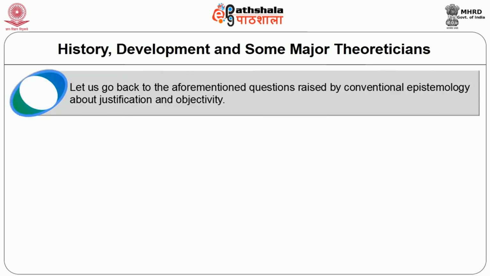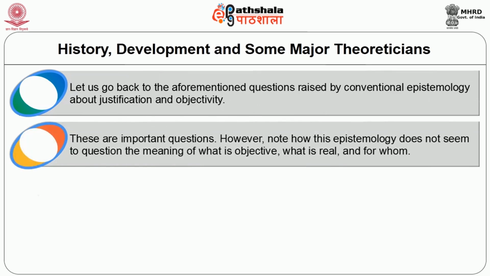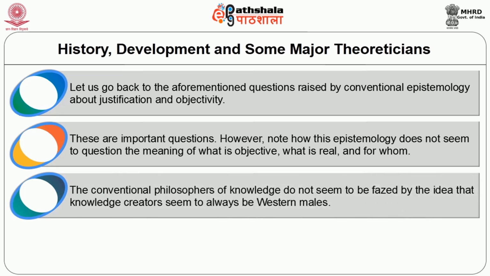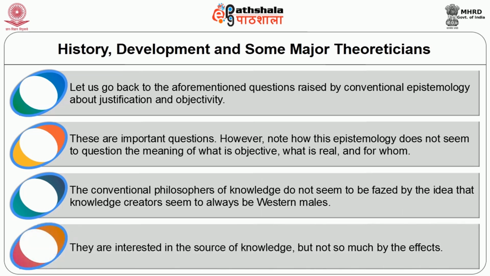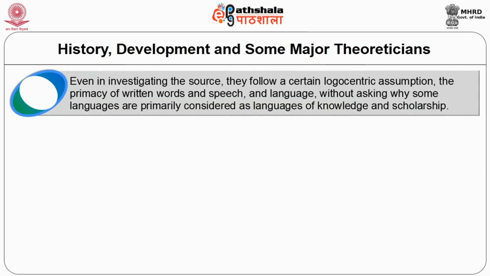Let us go back to the aforementioned questions raised by conventional epistemology about justification and objectivity. These are important questions. However, note how this epistemology does not seem to question the meaning of what is objective, what is real, and for whom. Conventional philosophers of knowledge do not seem to be fazed by the idea that knowledge creators seem to always be Western males. They are interested in the source of knowledge, but not so much by the effects. Even in investigating the source, they follow a certain logocentric assumption, the primacy of written words and speech and language, without asking why some languages are primarily considered as languages of knowledge and scholarship.